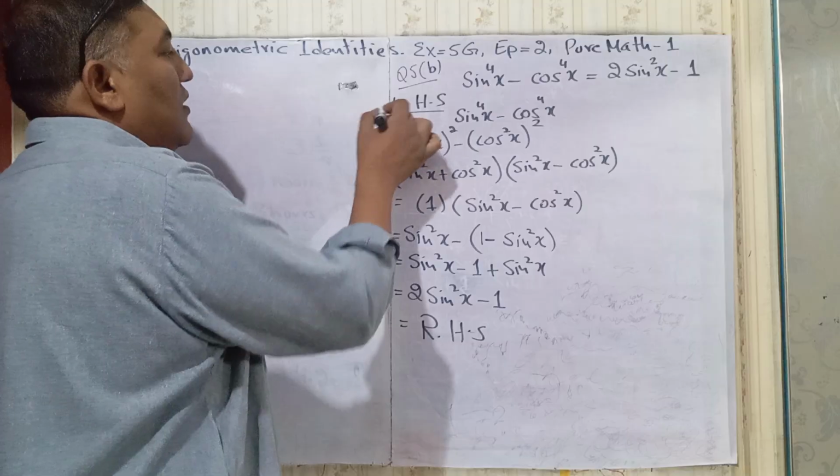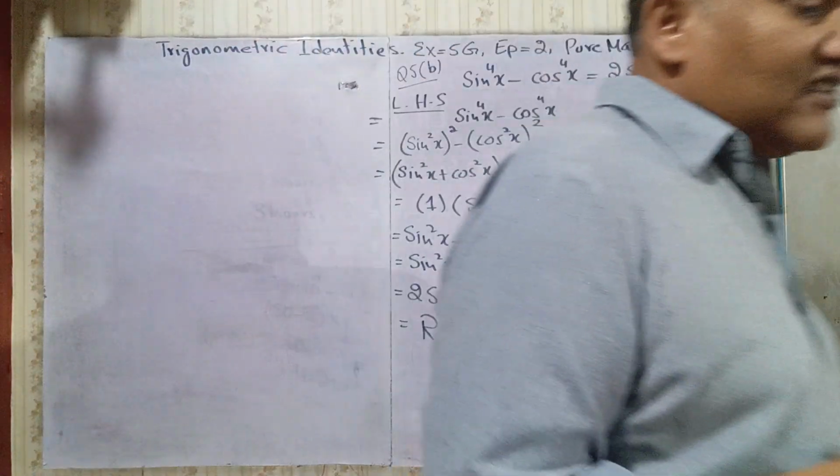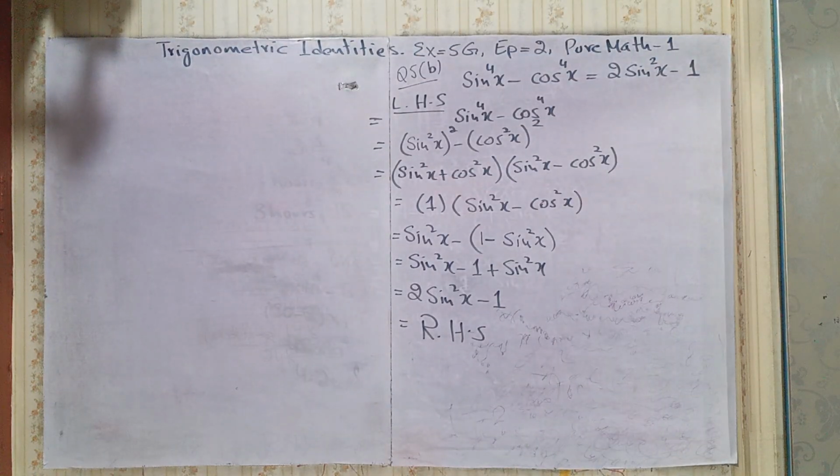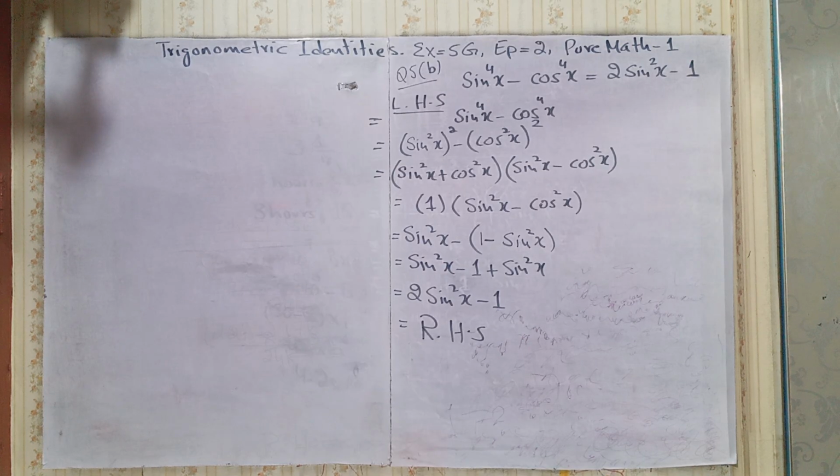So my dear students, this is question number 5 and its B part of exercise 5G. This is our second episode on this exercise. The topic of the exercise is trigonometric identities. We are working on the course book of Pure Maths 1. My name is Farhan Masar. So I hope you understand question number 5, its B part.